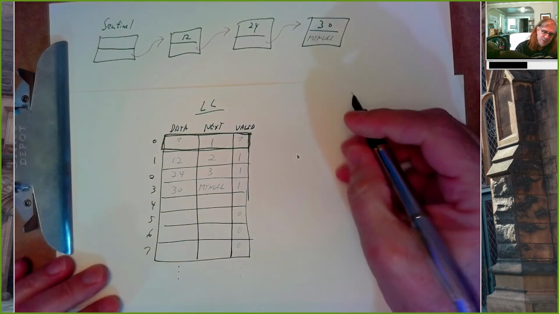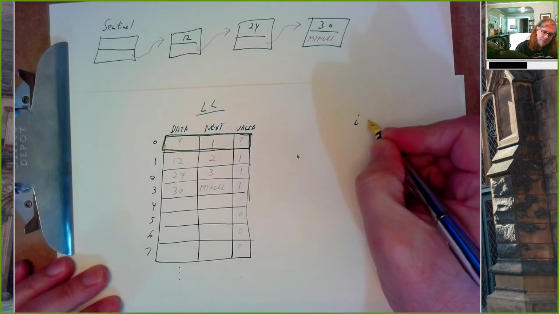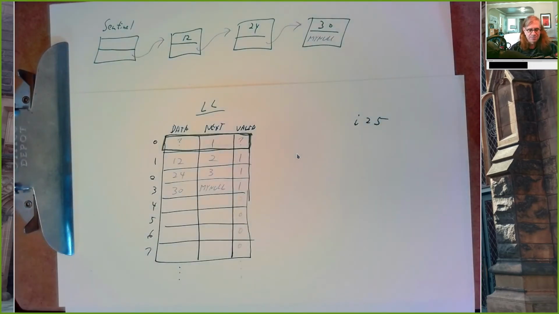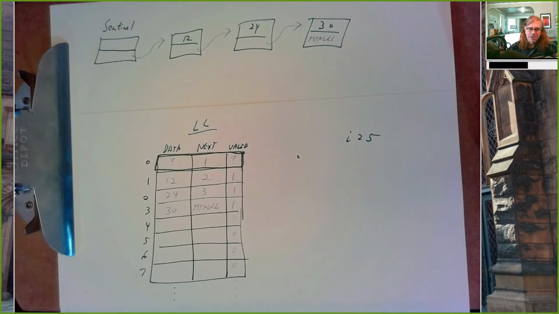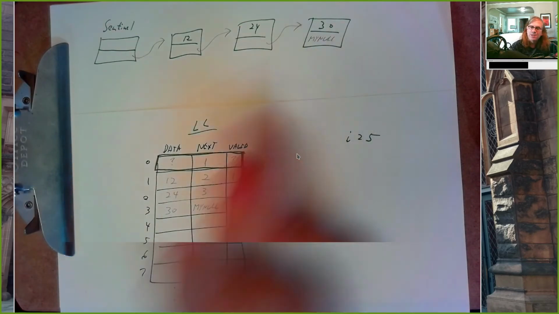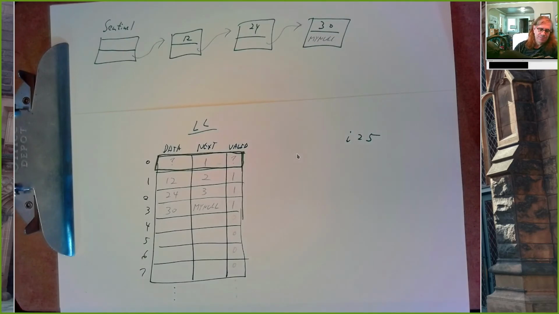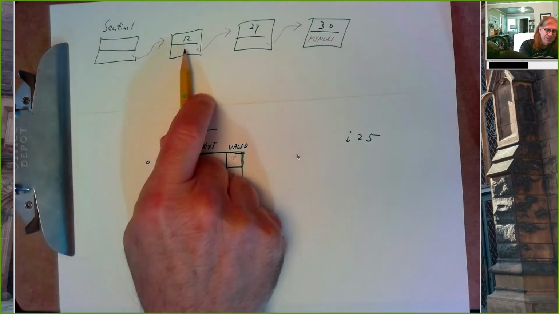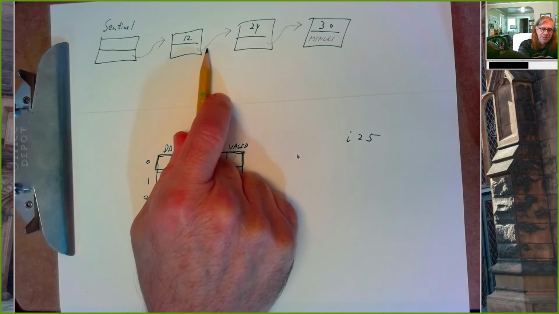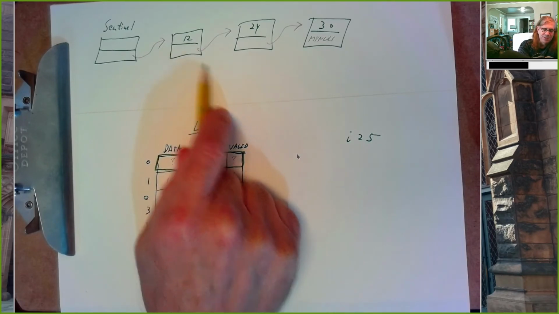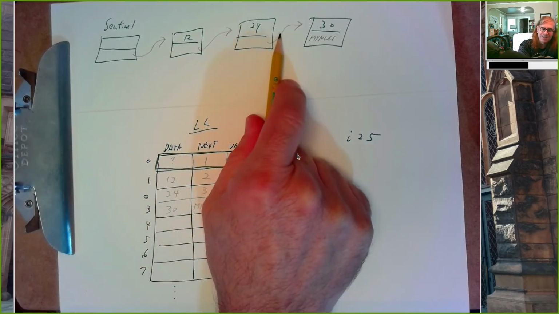Okay, and suppose the user wants to insert a 25. All right, we're going to use a pair of pointers to find where we want to insert. Now, where do we want to insert a 25? The first spot where a node is bigger than 25. Right? 25 is bigger than 12, but that doesn't mean that it goes right here. 25 is bigger than 24. That doesn't mean that it goes right here.